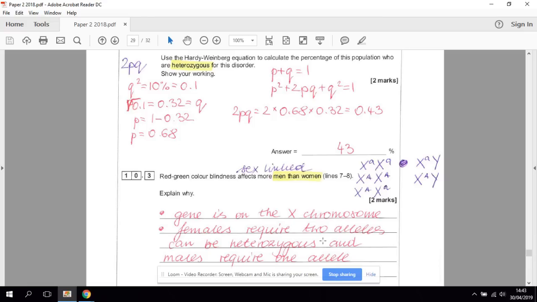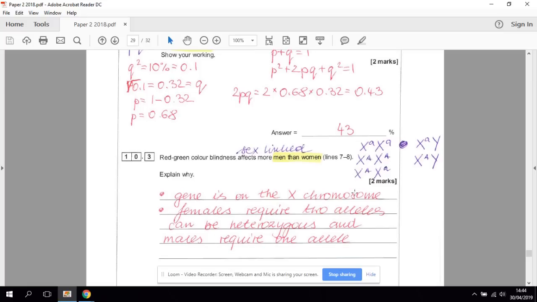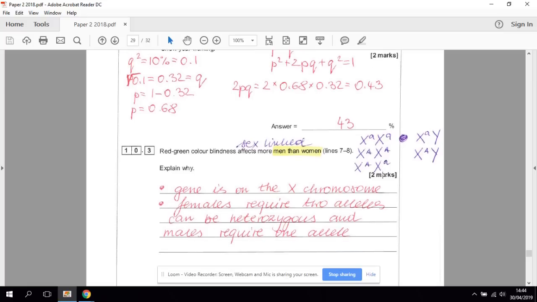Then we've got that red-green color blindness affects more men than women. We did discuss that, so it is sex-linked. Those are all the possible genotypes for the woman, and those are for the men. Why? Because that gene is on the X chromosome, and females require 2 of those alleles to be present, and they can also be heterozygous, but males obviously cannot, and they only require 1 allele for the disease to be present.